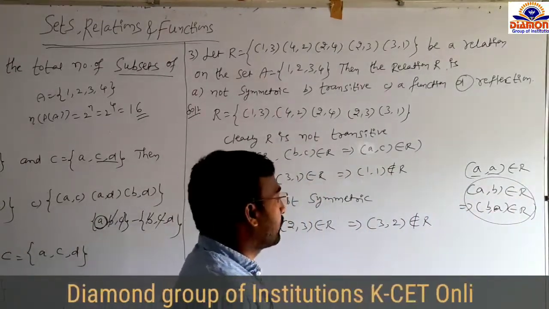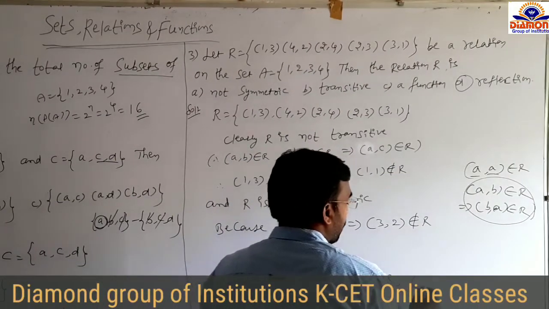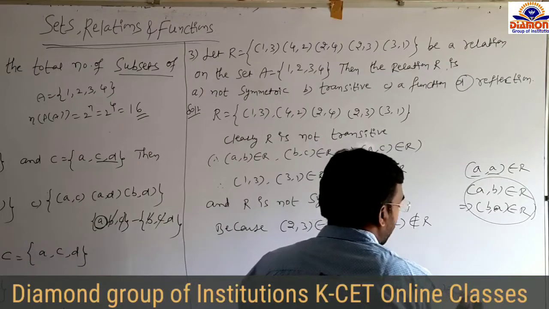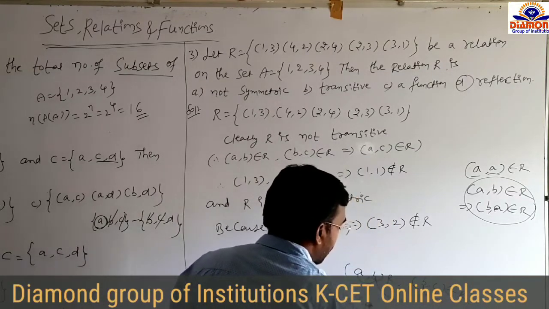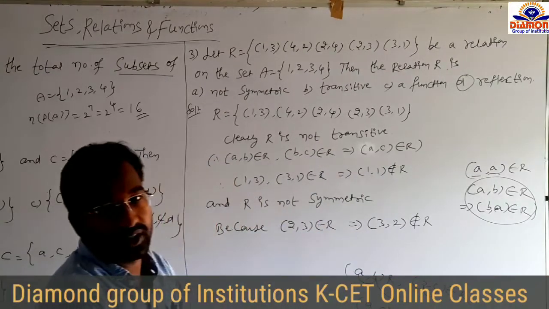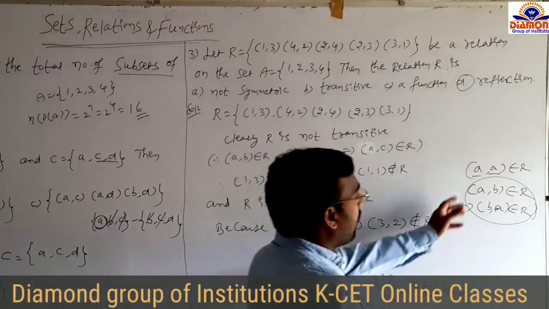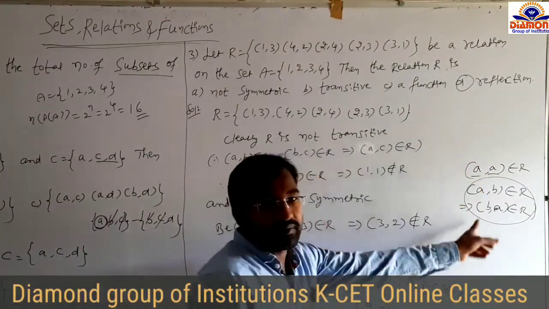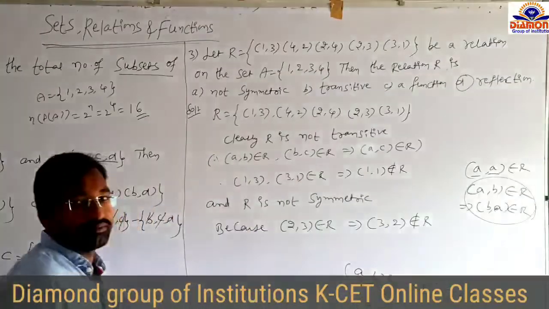Next, transitive. How to say transitive? If you take (A, B) belongs to R and (B, C) belongs to R, then (A, C) belongs to R. If this is satisfied, it is a transitive relation. If it satisfies all conditions, reflexive, symmetric, transitive, then it is called an equivalence relation.